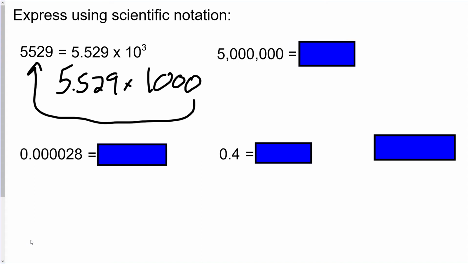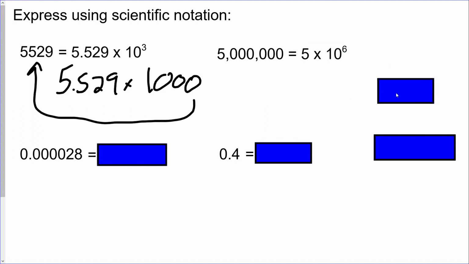So moving along, so 5 million. So we move the decimal 1, 2, 3, 4, 5, 6. So that's 5 times 10 to the exponent 6. If you just have one digit there, other than 0, feel free to just put 5. You don't have to put 5.0 or anything like that. You can if you want. It's not wrong, but you don't have to put it there.